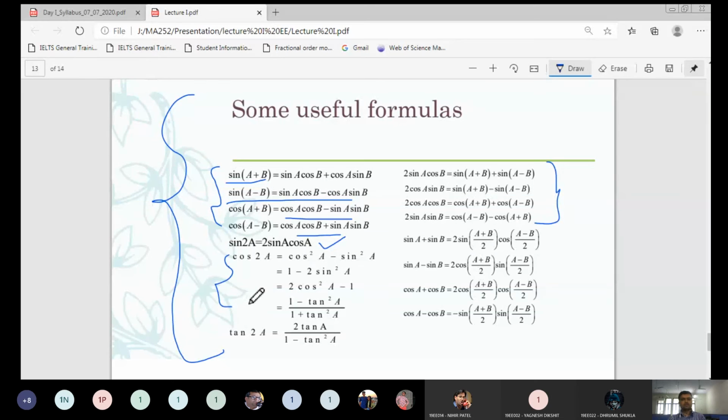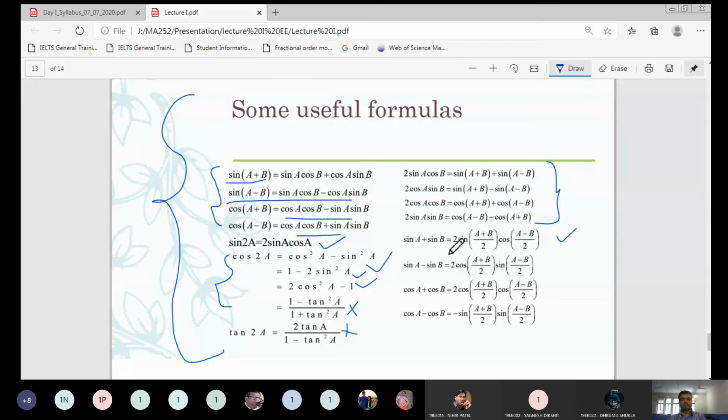Cos 2a is cos square a minus sin square a, or 1 minus 2 sin square a, or 2 cos square a minus 1. It will not be useful to us. Okay, 1 minus tan square a upon 1 plus tan square a. Tan 2a, this is also not useful in our course.